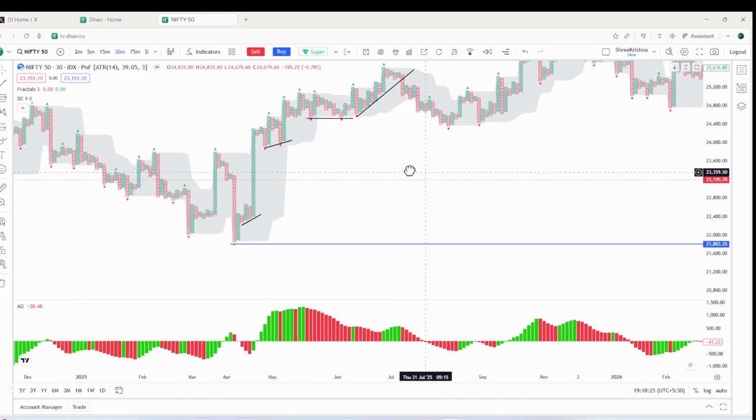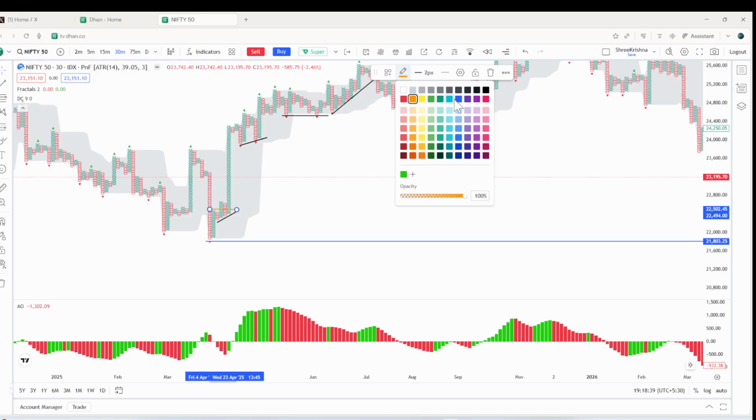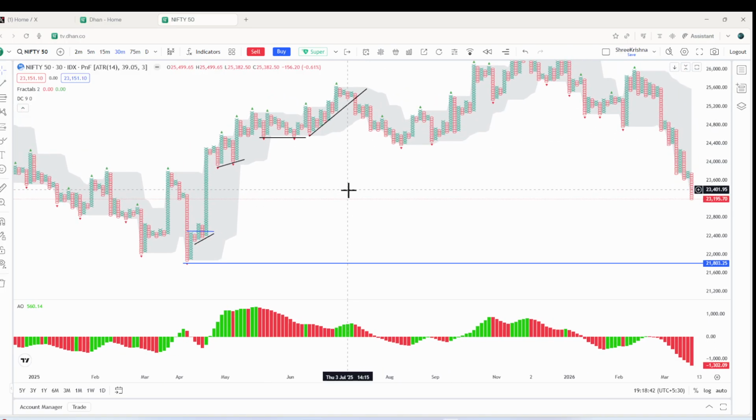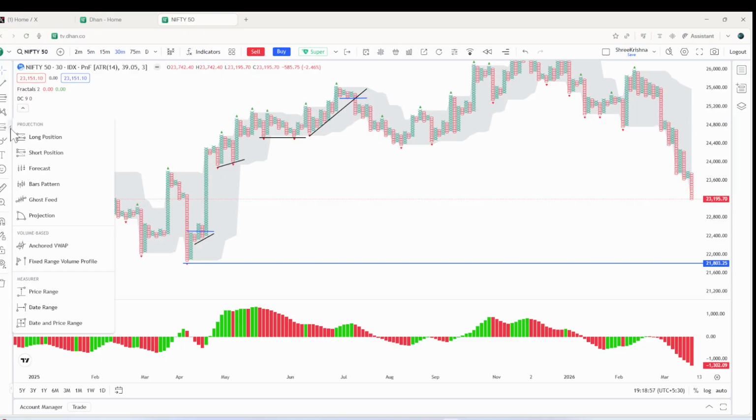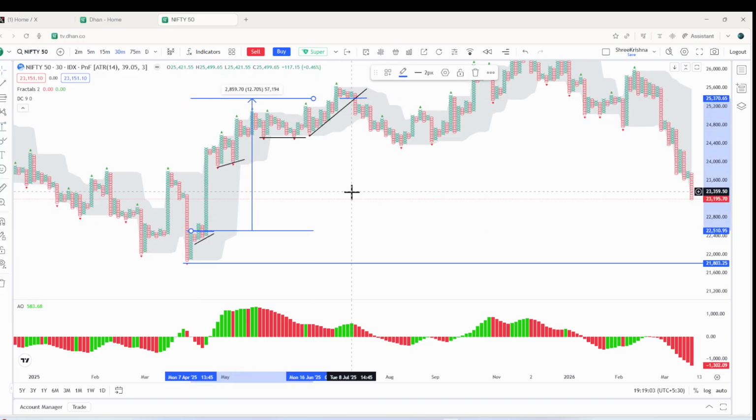What we do here is we enter on a double top buy. This is called a double top buy. I will change the color to something blue. This is a double top buy, and here it is a double bottom exit. So this becomes a double bottom exit, and the depth is so correct here that you get an entire trade of 2859 points.